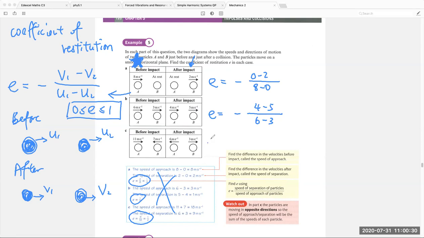Okay. For the last one, you need to keep in mind that you need to define one direction to be positive. So if you define the right position to be positive, then in the denominator, it should be 11 minus negative 7. In the numerator, it should be negative 6 minus positive 3.